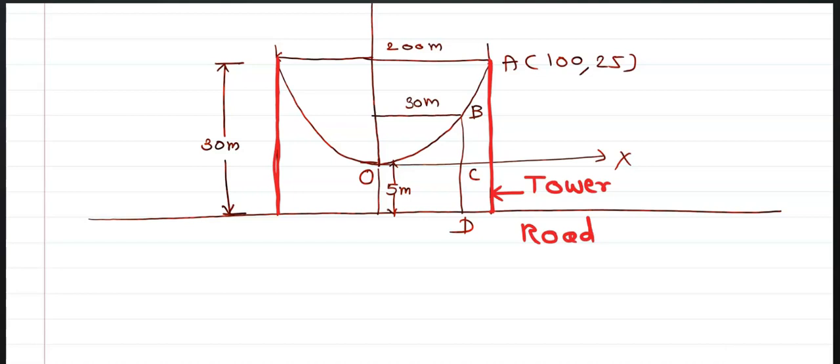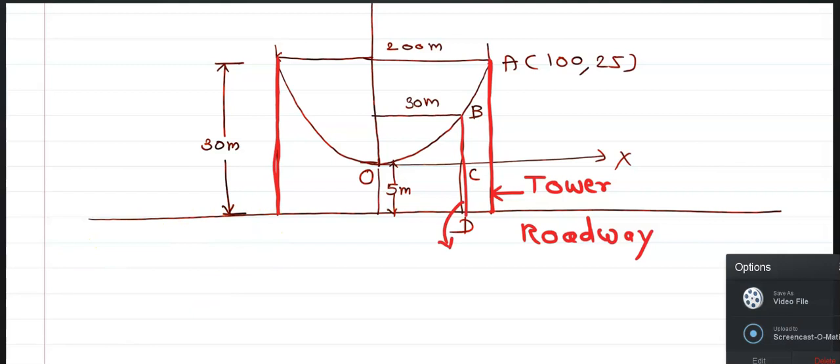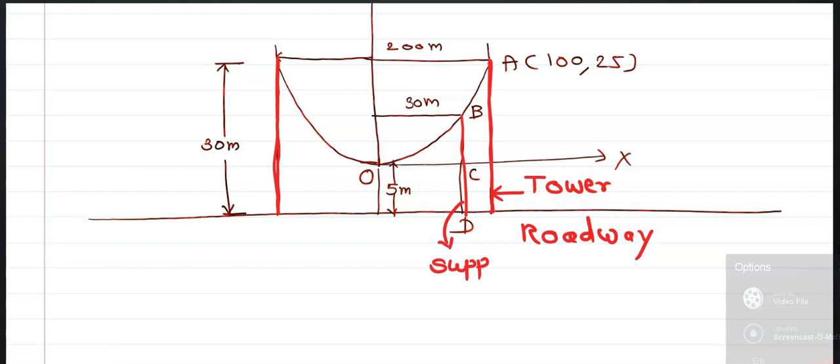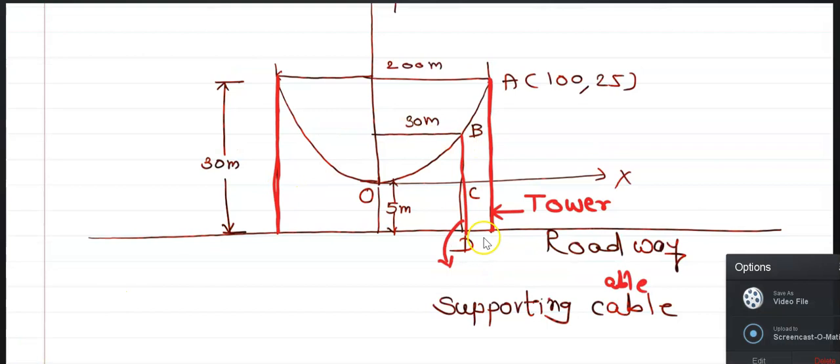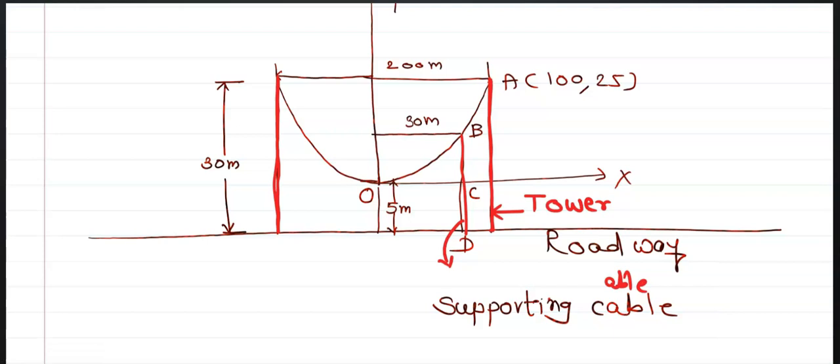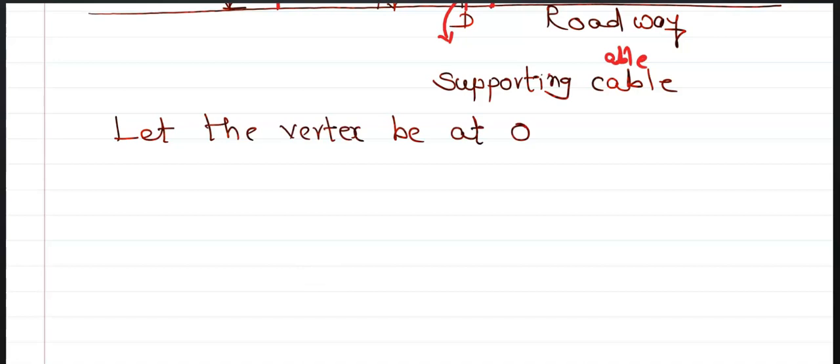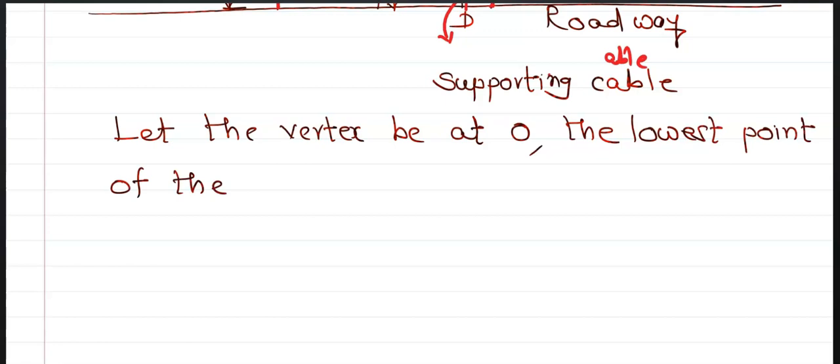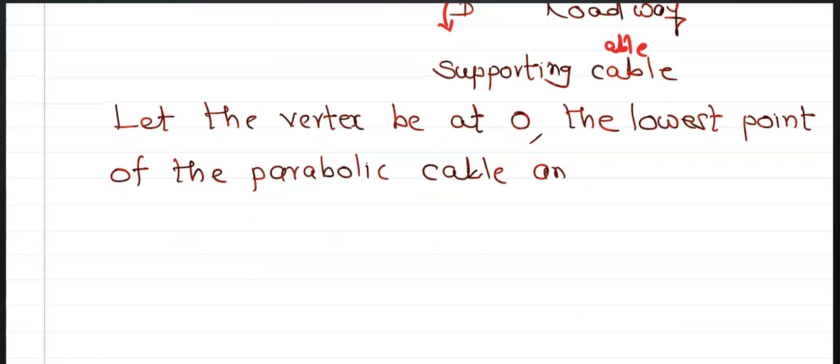This is the tower. This is the roadway. These two towers. This is the supporting cable. We want to produce the supporting cable at a distance of 30 meters from the center. Therefore, let the vertex be at the origin, that is the lowest point of the parabolic cable, and the axis is vertical.